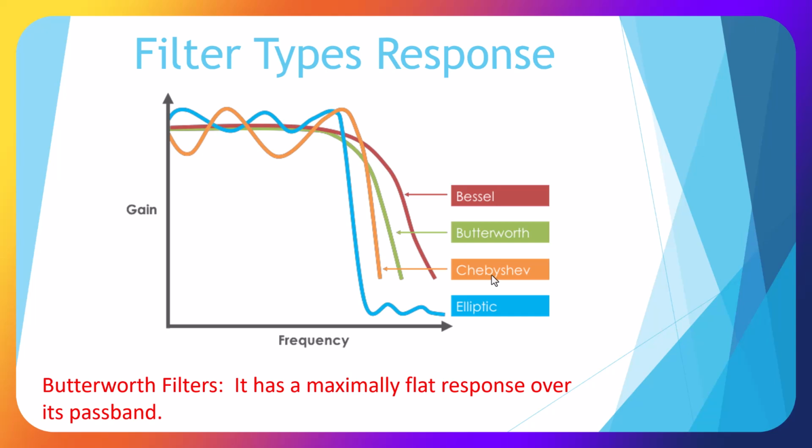And we have the Chebyshev, which also has ringing, and so it's not as good a filter. And we have a Bessel, which is flat and then has a reasonable roll-off, and a Butterworth has a pretty steep roll-off and it's flat. And according to the FCC, Butterworth filters have a maximally flat response over their pass band.